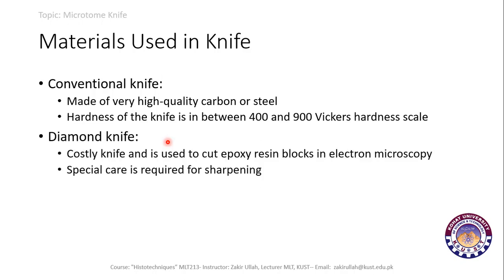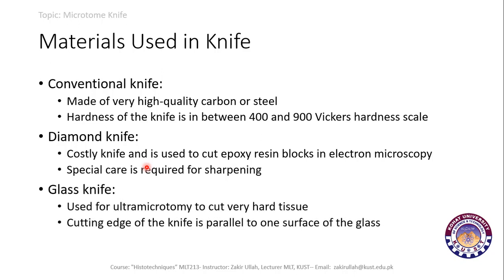The second one is the diamond knife. This one is a costly knife, and this type of knife is used to cut the epoxy resin blocks in the electron microscopy. This type of knife requires special care and special requirements for the sharpening.